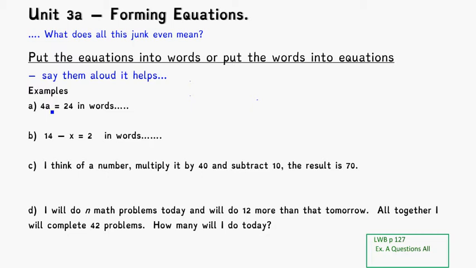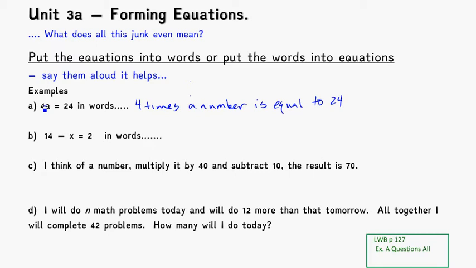And sometimes it's really helpful to actually say it out loud, because it helps us identify all the invisible junk that mathematicians use. So if I read this directly, I'd say 4a equals 24. But if I read it more correctly, I'm going to see that that's 4 times a number I don't know is equal to 24. Because in algebra, we can put a little invisible times sign between the 4 and the a. So that's 4 times something I don't know, a number, is equal to 24.